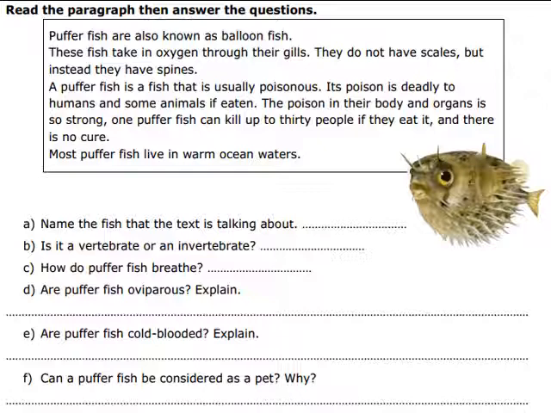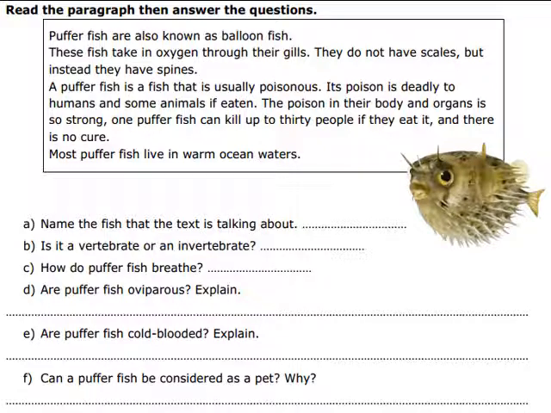Are they cold-blooded? Yes. So we need 3 words. Their temperature changes, or their temperature isn't fixed. They don't have a stable or a fixed body temperature. You can write whatever you want, but you must explain why pufferfish, or why fish in general, are cold-blooded.